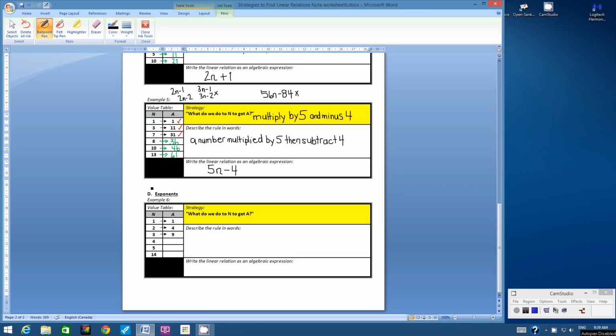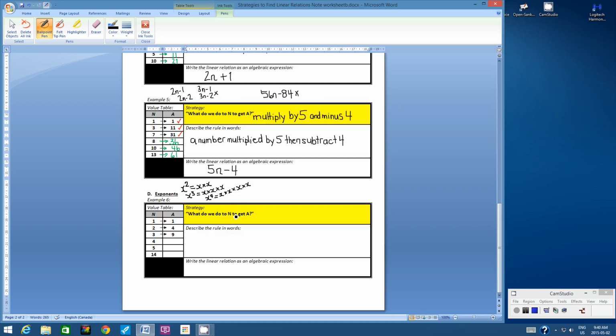Okay, so we're going to look at section D, exponents. All right, so let's review. What do exponents mean? X squared, what does that mean? That means x times x. We have x cubed. What does that mean? That means x times x times x. We have x to the power of 4. What does that mean? That means x times x times x times x. So I want you to keep that in mind.